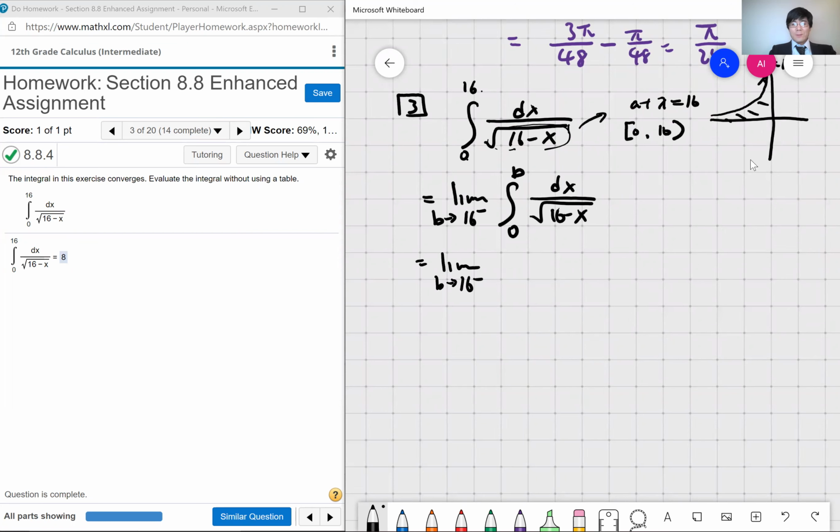Now the integral of this one will be 16 minus x to the power of -1/2. So using the power rule, after integrating, you're going to get 1/2 here, divided by its reciprocal, and divided by the derivative of the inside, which is -1.